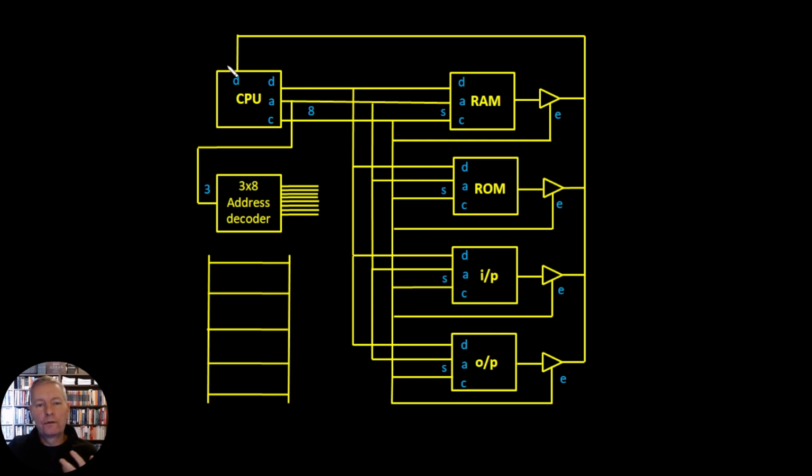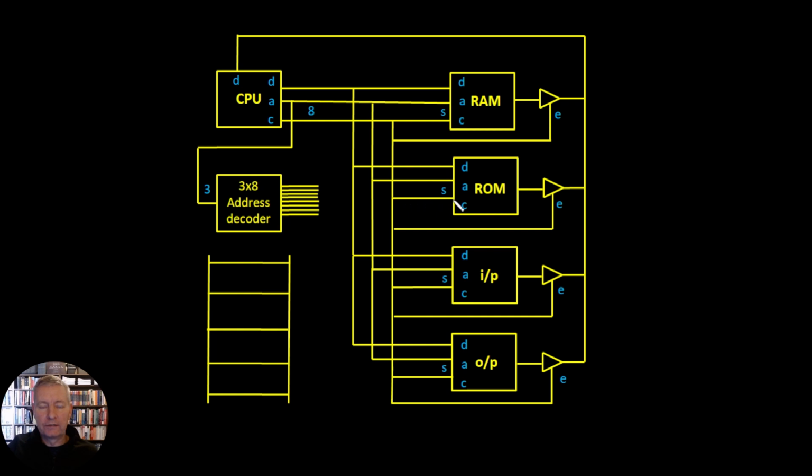Now, there's a simpler method for doing that, and that is called memory mapped I/O. So let's say, for instance, that we weren't writing to a RAM, we could be writing to a ROM or some input device or some output device. Then what we could do is take our data, our address and our control lines, and just simply copy them into the new device.